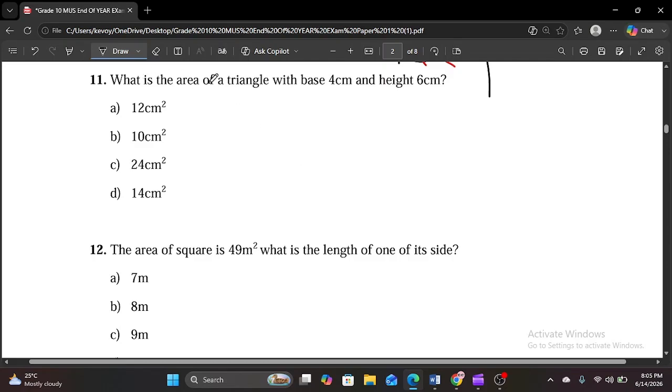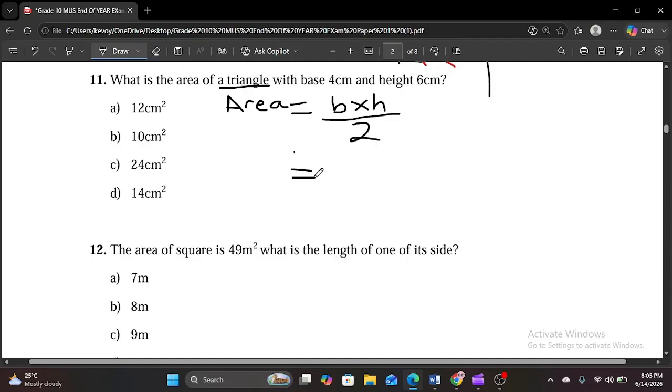All right, so what is the area of a triangle with base 4 centimeters and height 6 centimeters? All right, so let's write the formula for the area of a triangle. The area of a triangle is half base times height. So base times the height, we're going to half that. So to find the base times height, you divide by 2. All right, so the base is 4 and the height is 6.